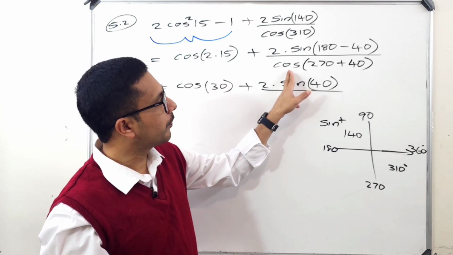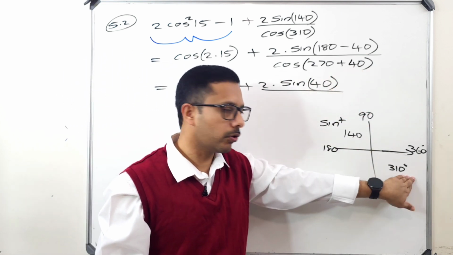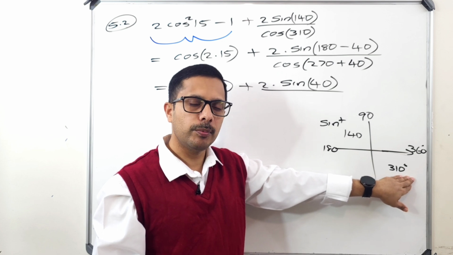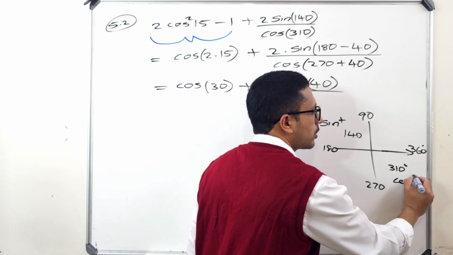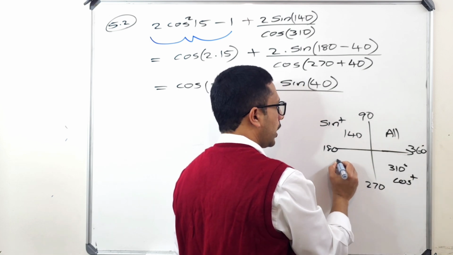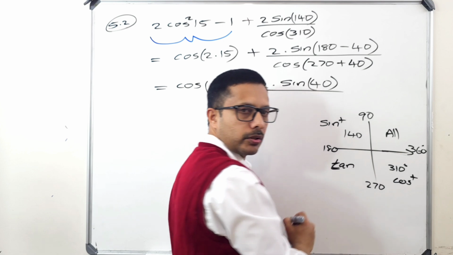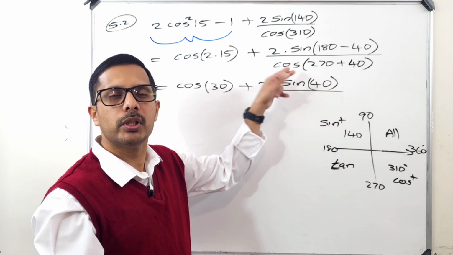Now look at the denominator, cos of 270 plus 40. 270 plus 40 means fourth quadrant. In the fourth quadrant, what is positive? Cos is positive. All, sine, tan, cos, you remember this one? So in the fourth quadrant cos is positive. Here it is cos, so it is positive.